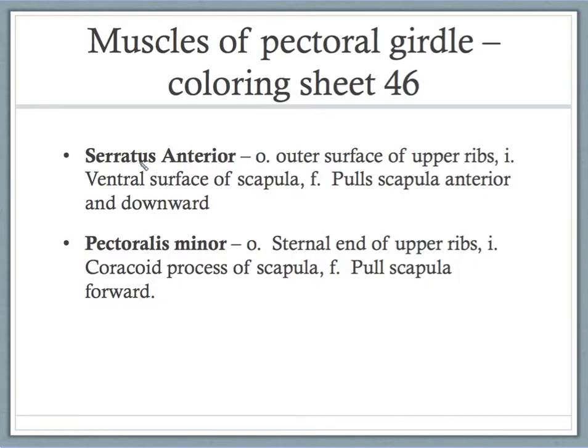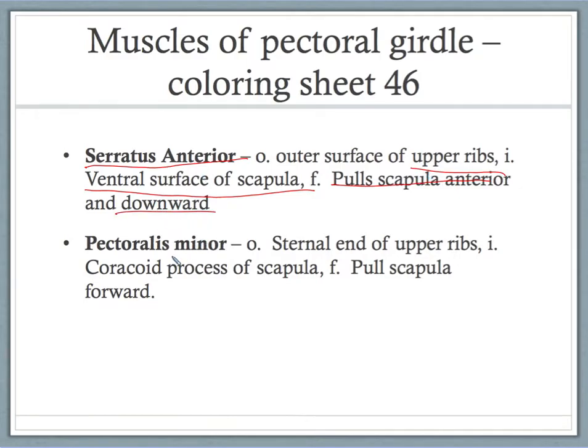One is the serratus anterior, which we're going to look at. Serratus kind of sounds like serrated, like a serrated knife, which is why it's named that. It originates on the outer surface of the upper ribs and inserts on the ventral surface of the scapula. Remember, ventral and anterior mean the same thing, so ventral being the front side of the scapula. This pulls your scapula in the anterior and downward directions, which we're going to show here in a second.